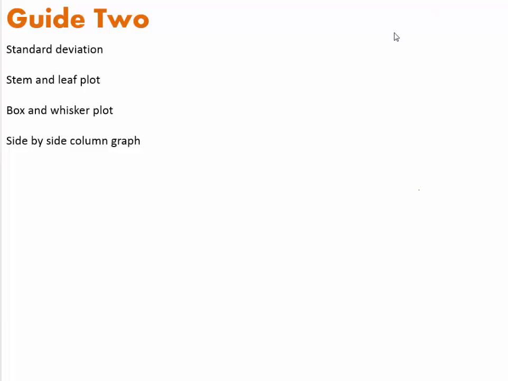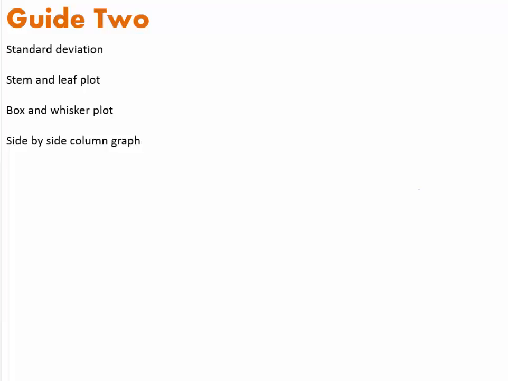Okay, hey Year 10, so I just thought I'd put out another short video guide on the third assessment task. What I want to go through in this one is standard deviation, stem and leaf plots, box and whisker plots, and side-by-side column graphs. So I've had a few questions about those things, and so that everyone gets the same information, we'll just do another video. So let's get into it.